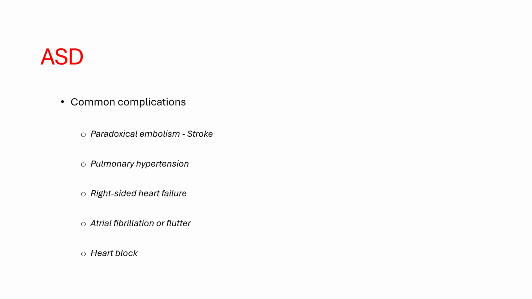So what are some of the common complications that occur with ASDs, especially as you go into adulthood? Because a lot of the time ASDs remain silent in the pediatric age group. They only begin to rear their head after the third to fourth decade. Okay, so you end up with paradoxical embolisms and strokes, pulmonary hypertension, right-sided heart failure, and then importantly, atrial fibrillation and flutter, and then complete heart blocks.